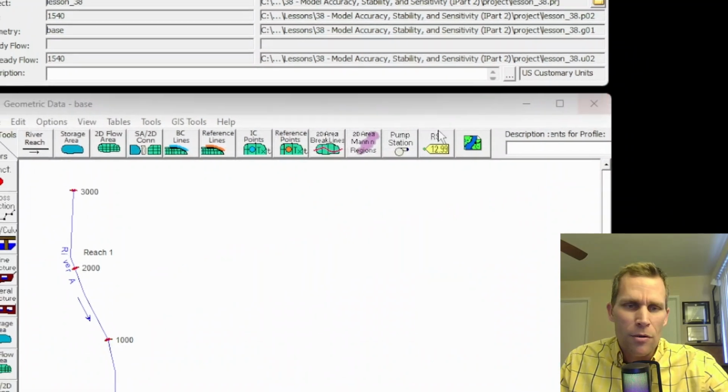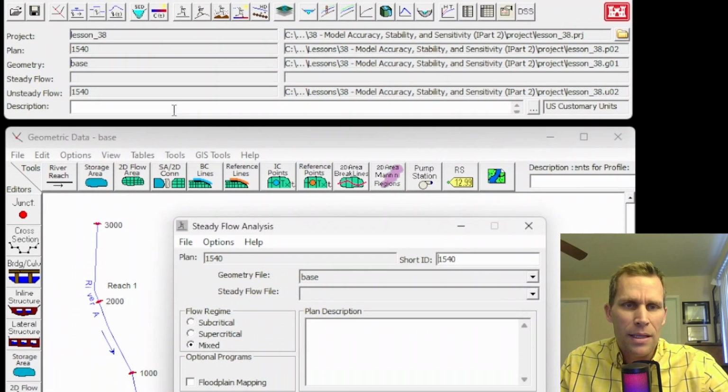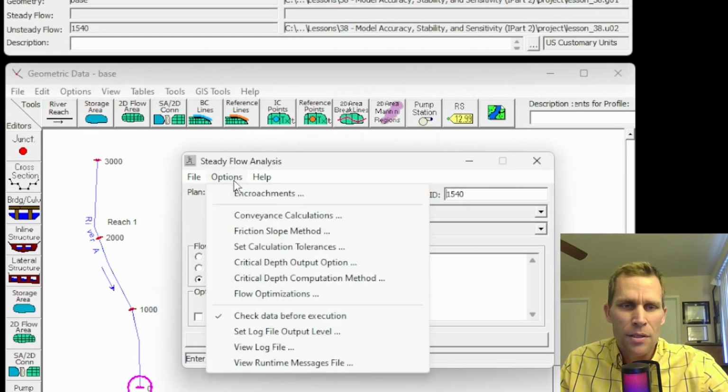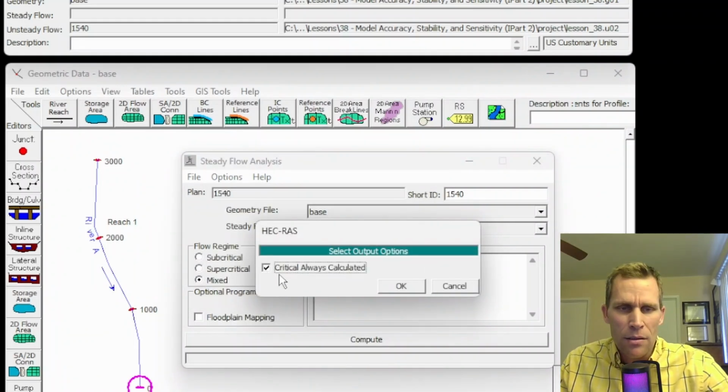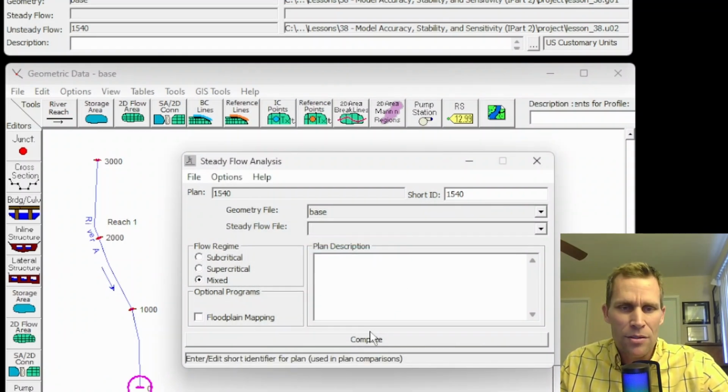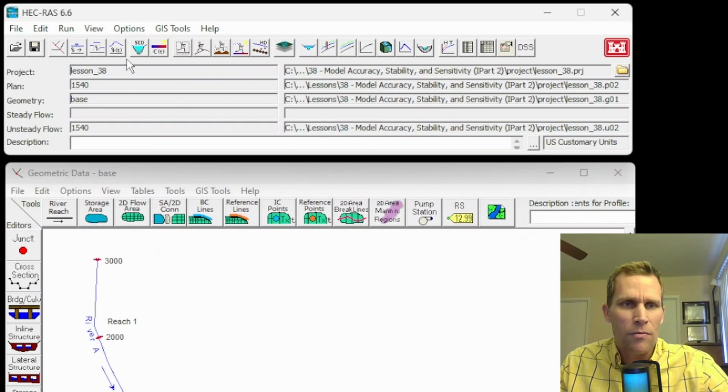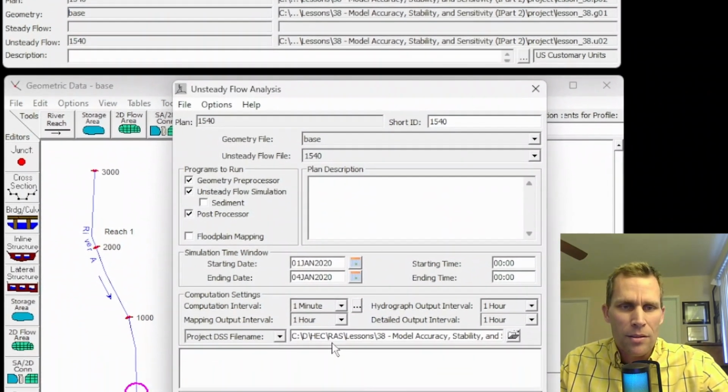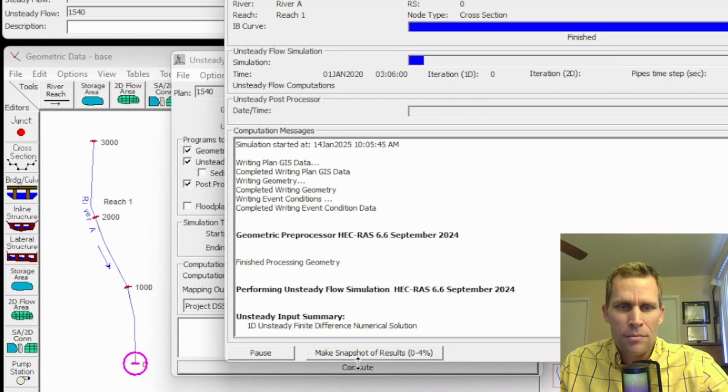So what I'm going to do is go back to, I believe it's in here, steady flow options, and then click on critical depth output, check it on. Critical depth always calculated, so that should be for all the cross sections as well as the interpolated area between the cross sections along the reach. I'm not sure if that control exists over an unsteady flow or not, but let's go ahead and run it now. Compute. So let me close that.